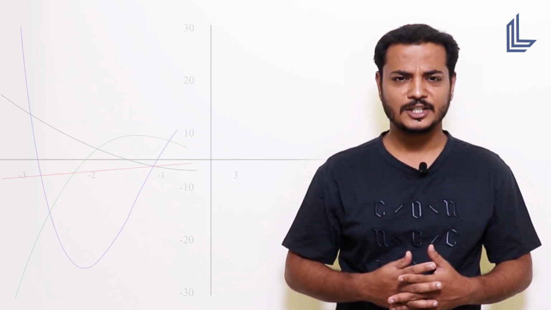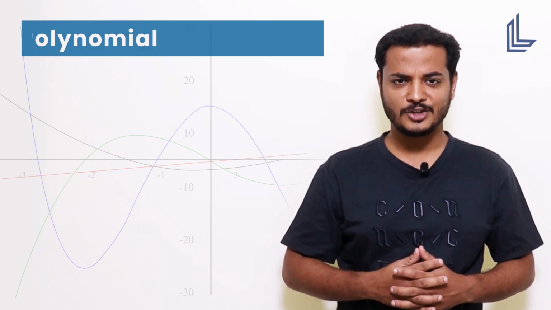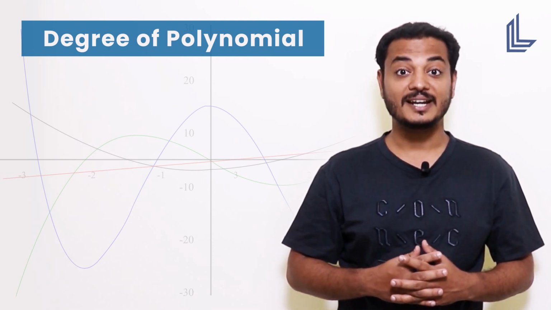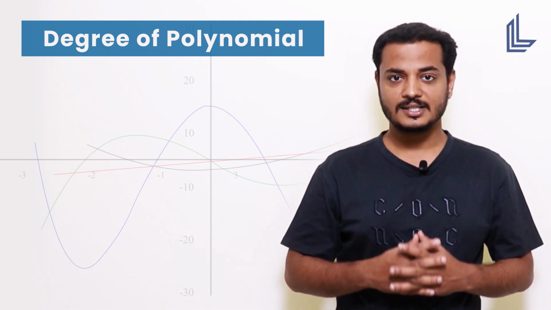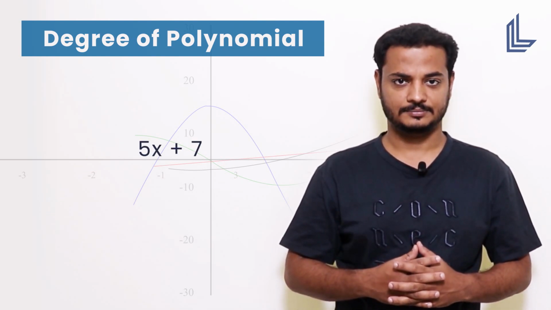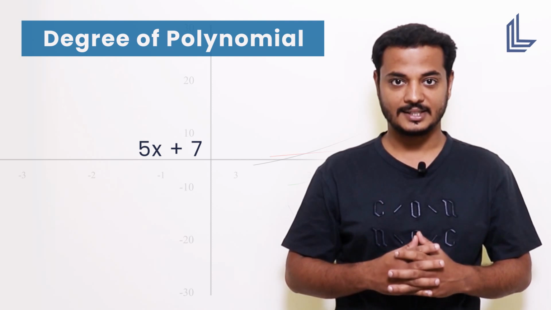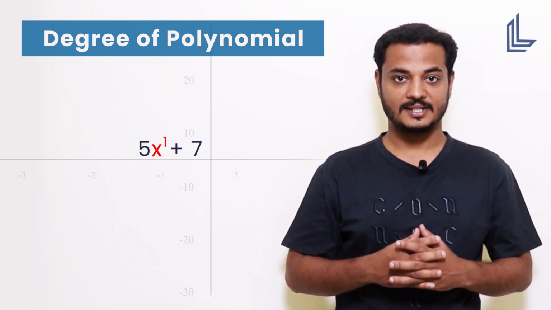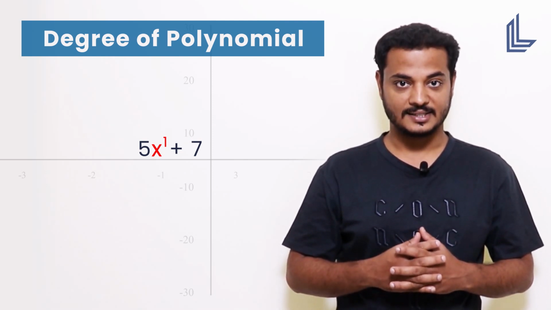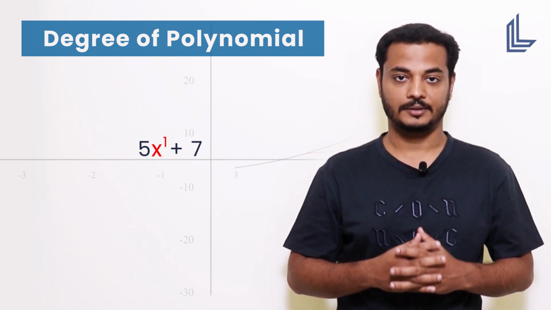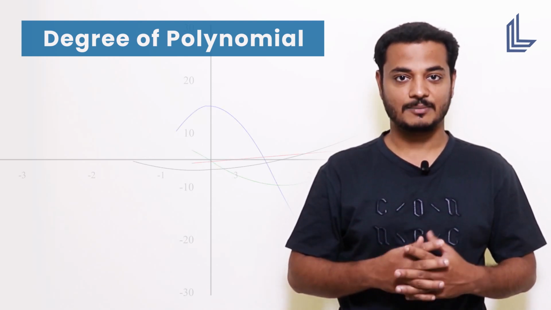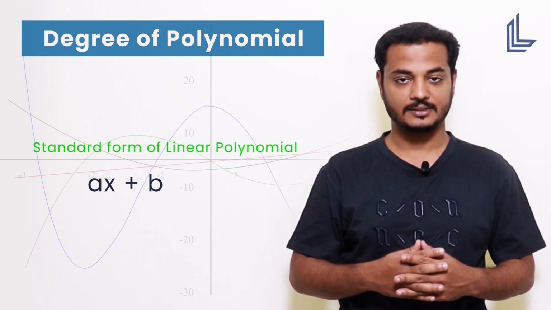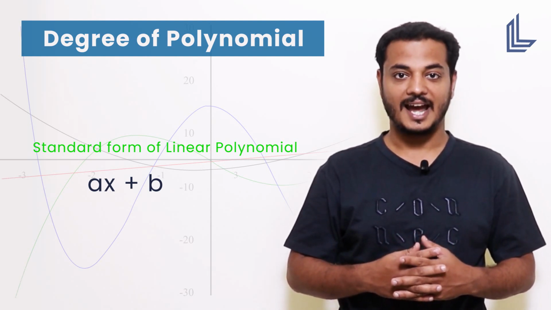Now recall that there is something known as degree of polynomial that you have learned in your previous grade. Let's look at some of the examples to have a clear understanding of what you mean by degree of polynomial. Consider this expression, 5x plus 7. The highest power of x in this expression is 1. So we say that 5x plus 7 is a polynomial in a single variable x with degree 1. This is also known as a linear polynomial. General form of linear polynomial is ax plus b, where a and b are real numbers and a is not equal to 0.